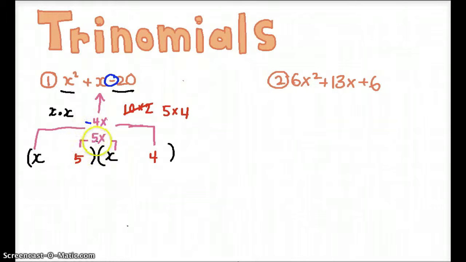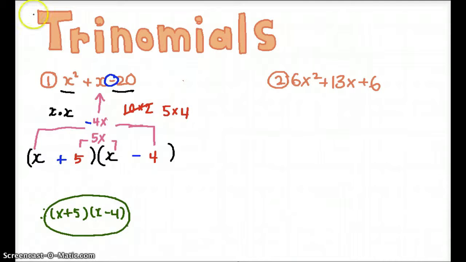So it's positive 5x minus 4x, and that just subtracts to get positive x. So then I'm going to put the negative right here, because the outside values must have a negative value, and I'm going to put the positive inside here. And then it works out because 5 times negative 4 is negative 20. So the answer I have right here is x plus 5, x minus 4. So that would be my answer. Okay, moving on to the next question.